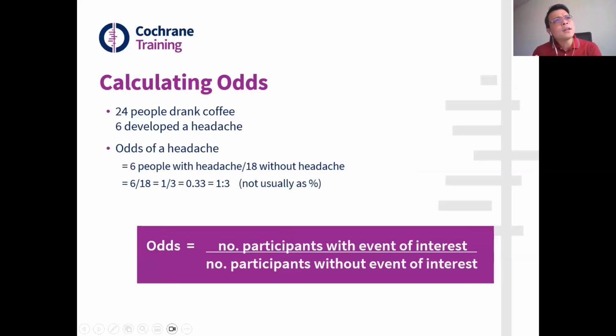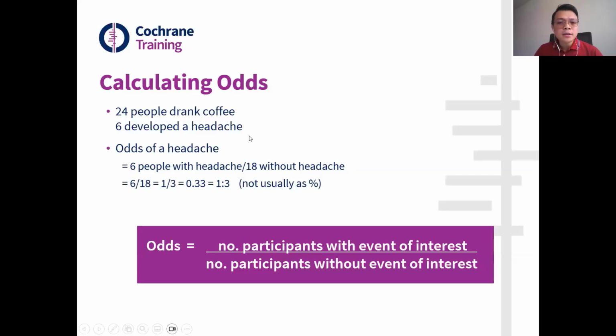So odds. Odds is a bit different from risk, and it's sometimes less intuitive. This is probably the concept more familiar to gamblers. And the formula is the number of participants with the event of interest over the number of participants without the event of interest. So it answers a slightly different question. Like for every person who experienced the event, how many did not experience it? So going back to our example, we have 24 people who drank coffee. 6 of them developed a headache.